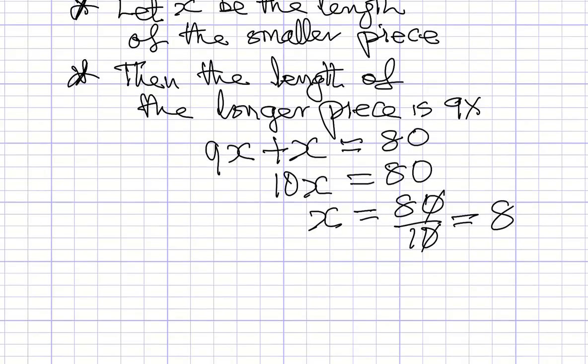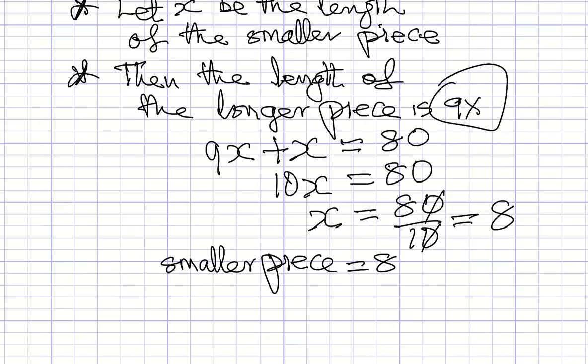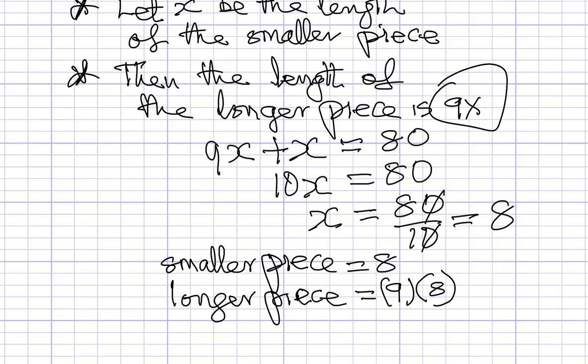So from there you see that the smaller piece of wood is 8. So from there you see the longer piece is 9x. So the longer piece of wood will be 9 times 8. Okay, which is what? If we do 9 times 8, what do you get? You get 72.